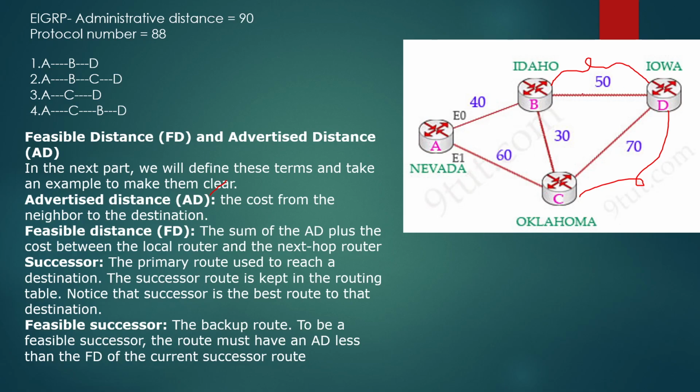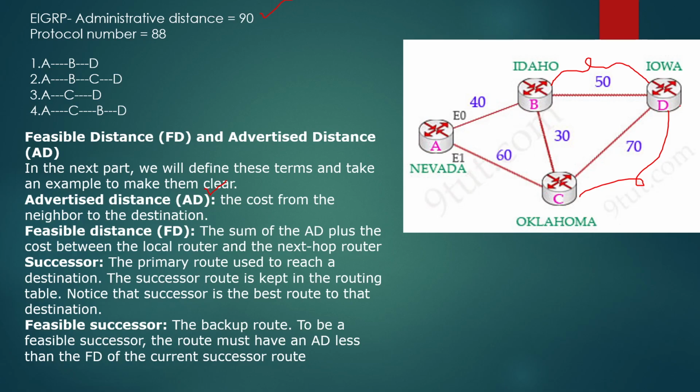D is the destination and B is the neighbor. So maybe in between there are multiple routers. Whatever it is, the cost from the neighbor to the destination is called advertised distance. Don't confuse it with AD in EIGRP. AD means advertised distance. We have administrative distance also, but administrative distance is 90. But advertised distance you need to calculate as per the topology.